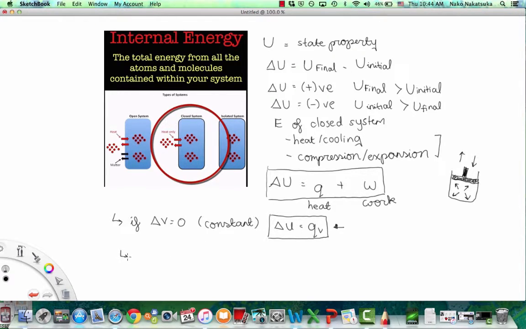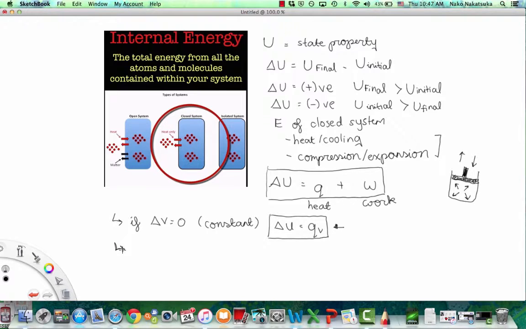So on the other hand, if the change in pressure is 0, so this is constant, then delta U is Q at constant pressure plus work. So in this case, if the pressure is held constant, remember that work can still be done on the system or by the system, but since we define the amount of heat released or absorbed at a constant pressure as the enthalpy, we can write QP as equal to delta H.